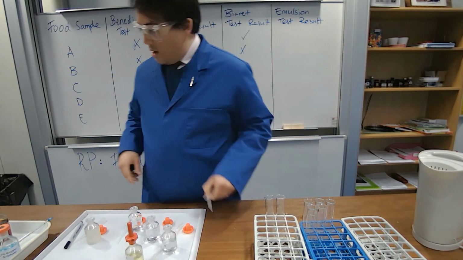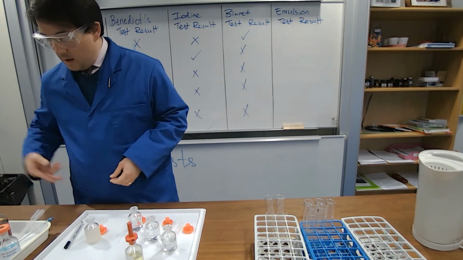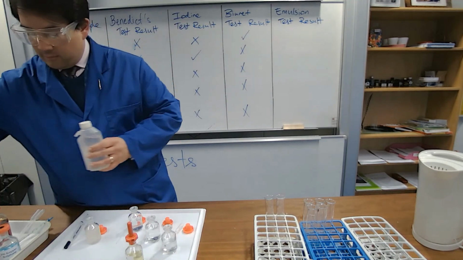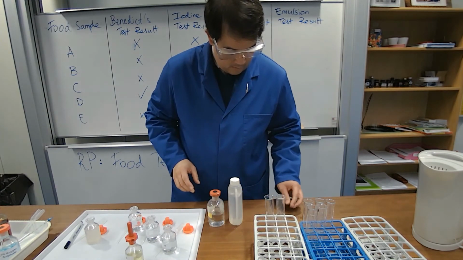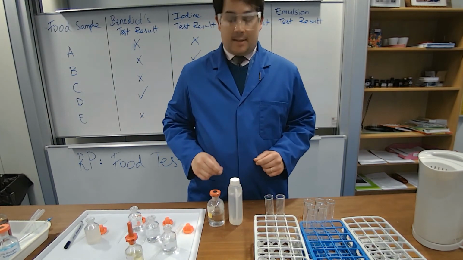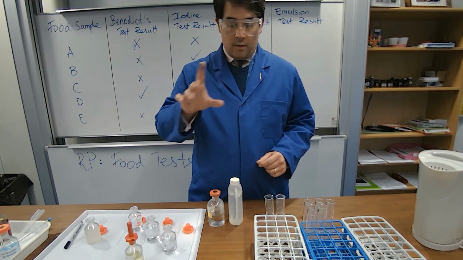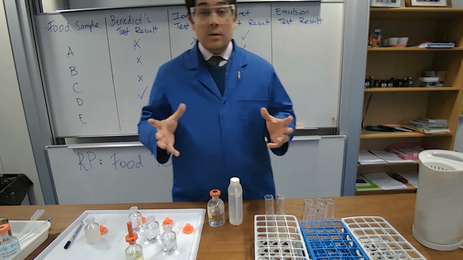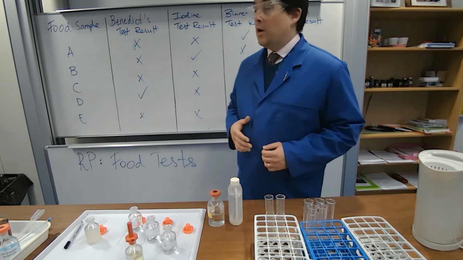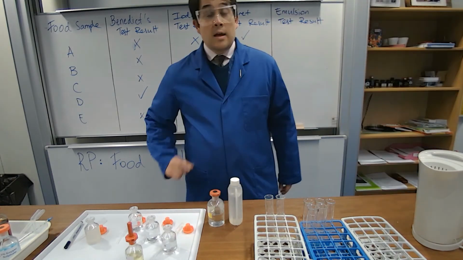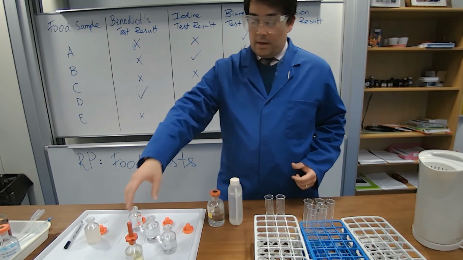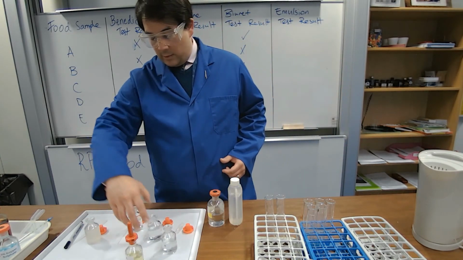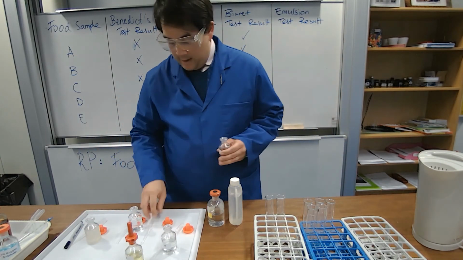So here we go. Now, the way to test for fat, presence of lipid or fat, is through what we call the emulsion test. So the way to test for an emulsion would be to simply put the liquids in. So C was our latest unknown.